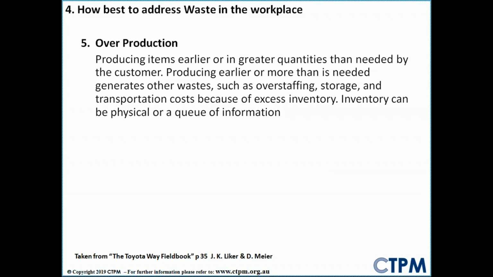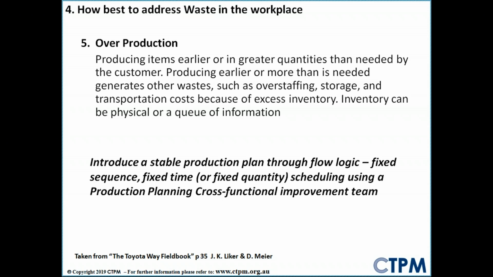The next one's 5, overproduction, producing items earlier or in greater quantities. Again, introducing a production planning cross-functional improvement team, introducing a stable production plan through flow logic by focusing on your dominant products initially is probably the most effective way to control overproduction.